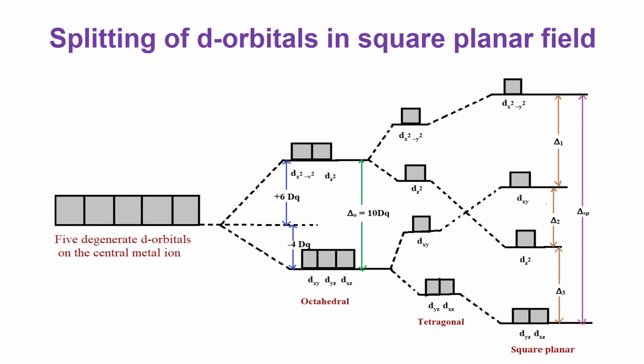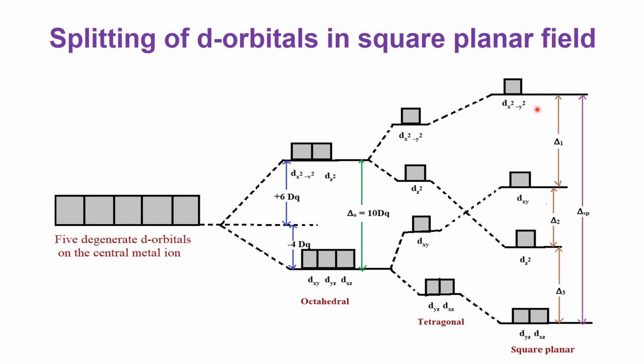Splitting of d orbitals in a square planar complex. Crystal field splitting in a square planar complex is shown here, and the splitting is denoted by delta SP, where SP is square planar, which represents the total square planar splitting from the lowest dyz, dxz to the highest dx square y square orbital.